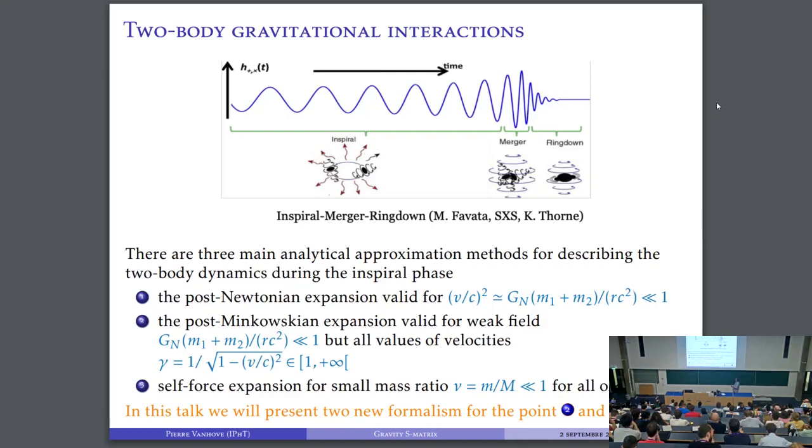There is another approach used as well by the GR community, called the self-force expansion, and I will explain that in the last part of my talk. It is the case where you have one big mass and one small mass, and you do an expansion with respect to the mass ratio, but to all orders in G. When you are in the post-Minkowskian expansion, the two masses can be of the same size, whereas here it is more like a perturbation of a small mass near a big mass.